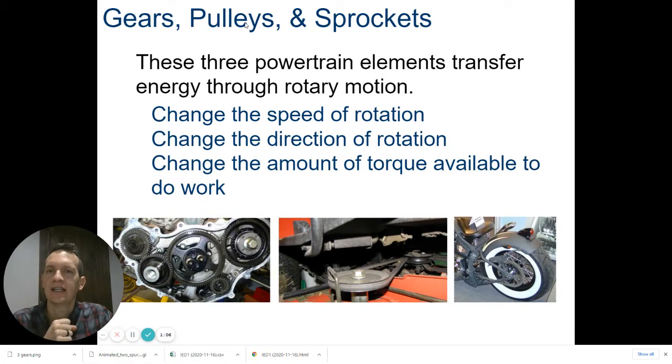So we're going to talk about gears, pulleys, and sprockets. Gears are first up, but they all do the same thing. So this may sound familiar to what you learned in simple machines. These things can change the speed of rotation, they can change the direction of rotation, and they can change the amount of torque available to do work. So this is pretty much the same thing simple machines did, except we're talking about torque now instead of force. And you may be realizing that levers actually change torque instead of force, because levers kind of rotate in a circle.